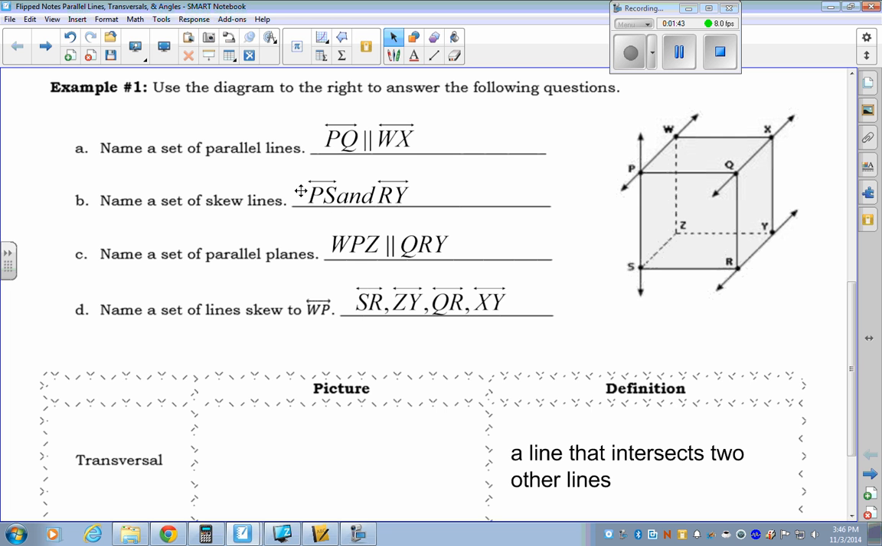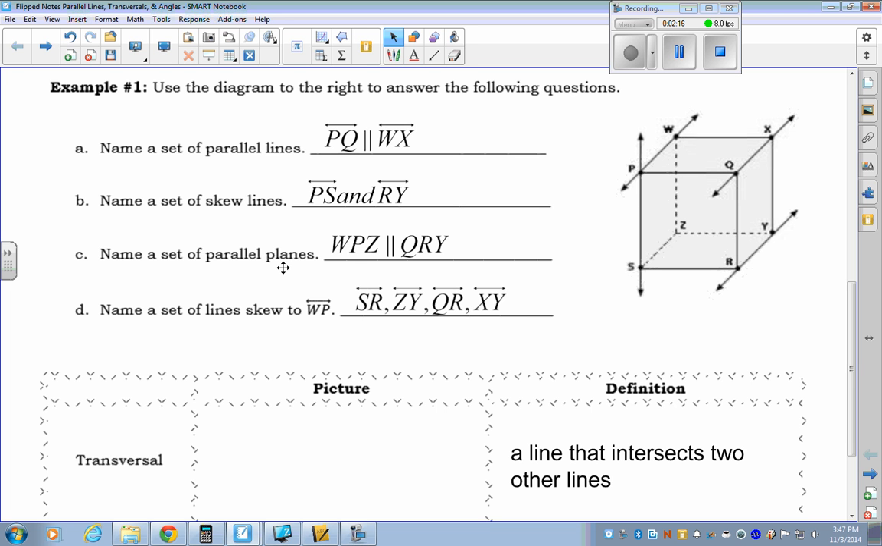Name a set of skew lines. Again, there are a lot of possibilities. I picked line PS and line RY, but you could pick PS and QX, for example, or PS and ZY, PS and WX. Any of those combinations would work. You could pick two totally different lines, QX and WZ, for example. So it's completely up to you, but just make sure that they're not running in the same direction, nor are they intersecting, like WP and PS, for example.